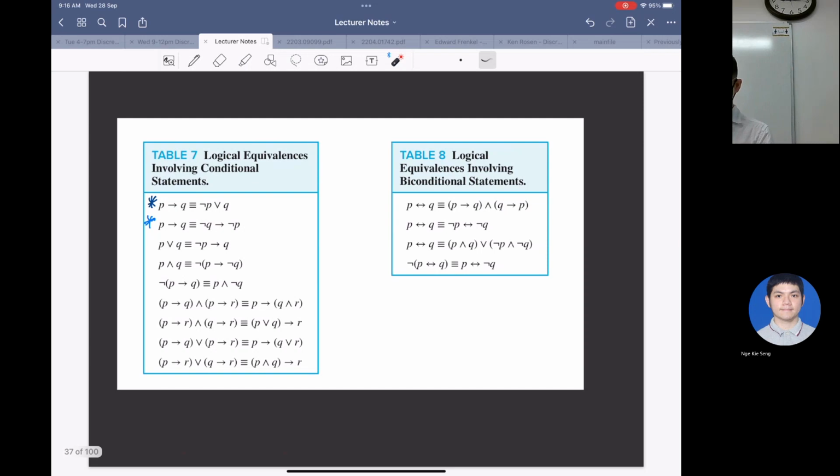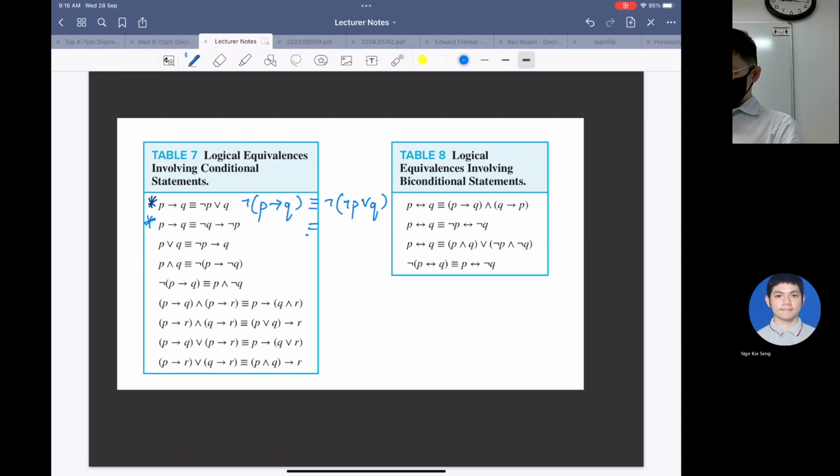Okay, next. There are two very important ones you need to know. First one is P implies Q. P implies Q can be written as not P or Q, using or and negation to express. Last week I didn't teach you what is the negation of P implies Q. But with this logical equivalence, I can write it as not (not P or Q). See this one coming out again.